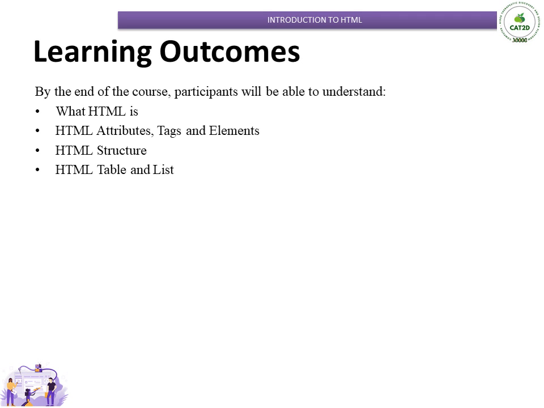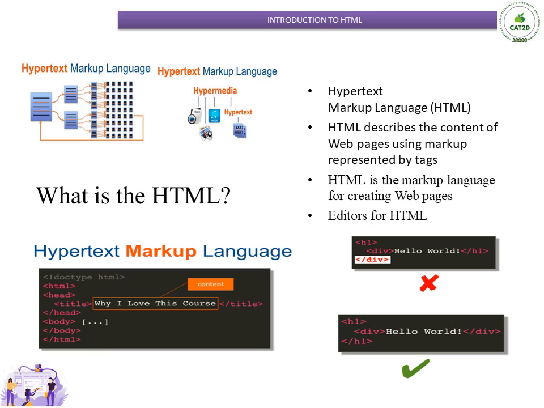The expected learning outcomes are: one, understand the basics of HTML; understand what HTML attributes, tags, and elements are; understand the structure of an HTML document; then HTML tables and lists. So what is HTML and why is it very important in web scraping?